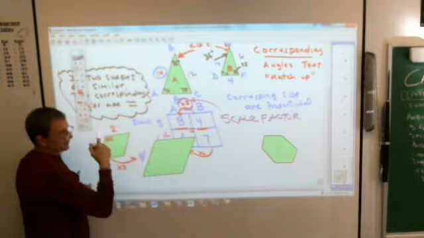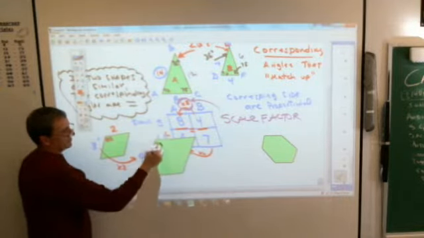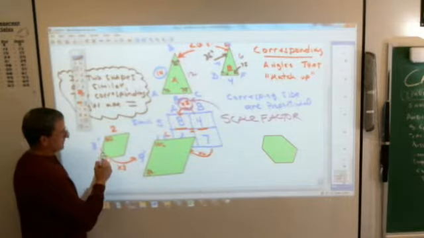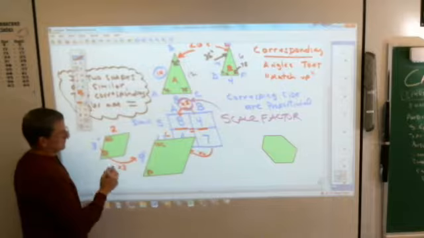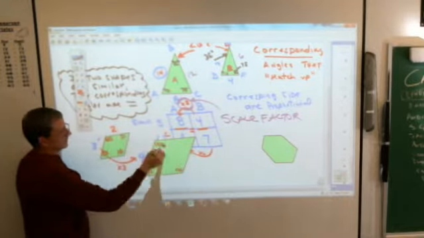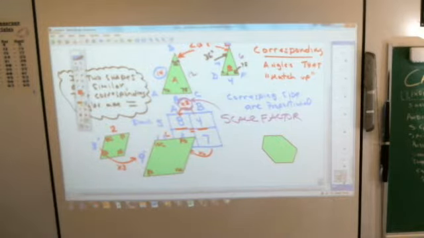And again, if this angle is 100 degrees, guess what this angle is? Not 200. Scale factor doesn't work with angles. Angles of similar shapes are the same. That's also 100 degrees. If this is 80 degrees, this is 80 degrees. This would also be 100 degrees, 100 degrees, 80 degrees, 80 degrees. Let's see if I missed something there.